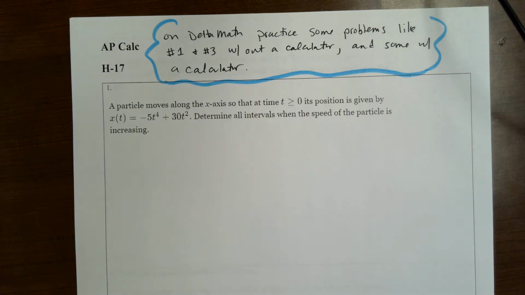On the AP test, there are 2 sections, one with a calculator, one without, so you need to know how to do it both ways. On Delta Math, I didn't make up the problems, but they're not going to specifically say to use a calculator or not. So you just need to use your judgment and practice a nice balance with and without the calculator.